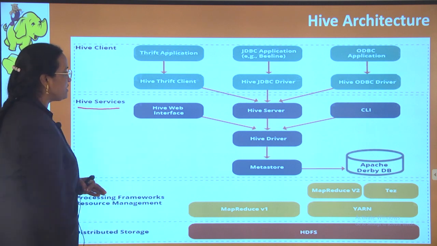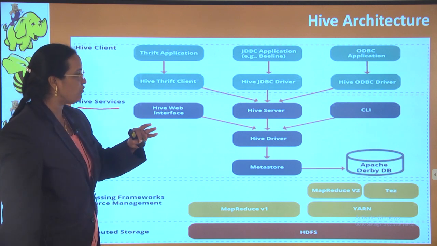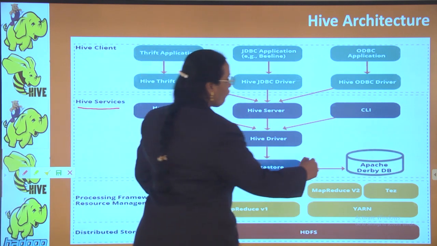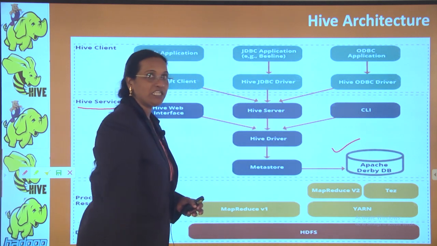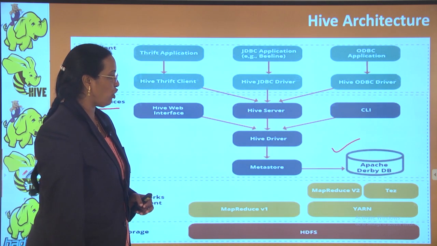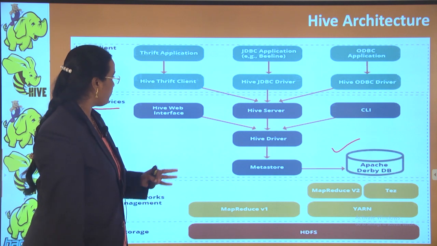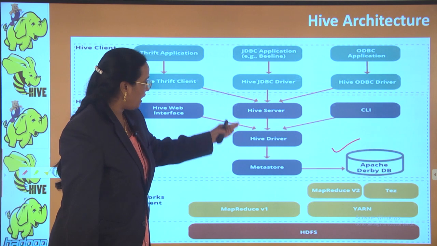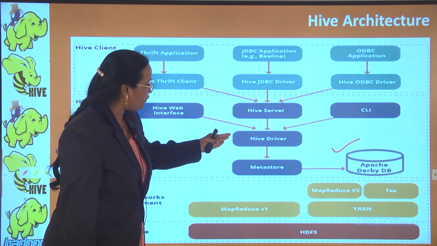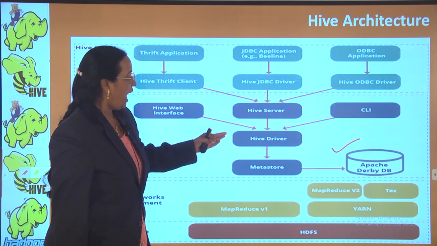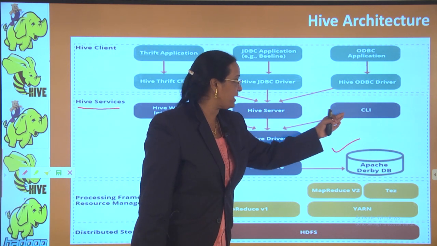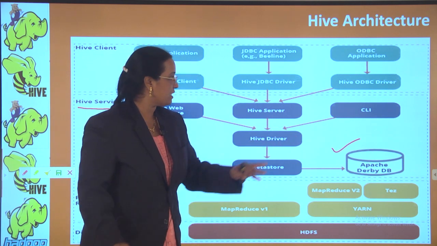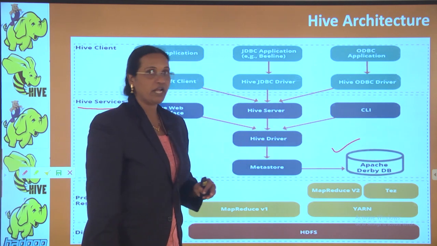What is this Hive services? The Hive services basically work for the Hive providing the services. So this is your default database. Derby is your default database for the Hive. Apache Derby we call as that is a default database. So Hive web interface will make a connection with Hive servers, Hive drivers and Metastore, and this is called as a client command line interface, where you type the commands and it makes connection to the Hive drivers.